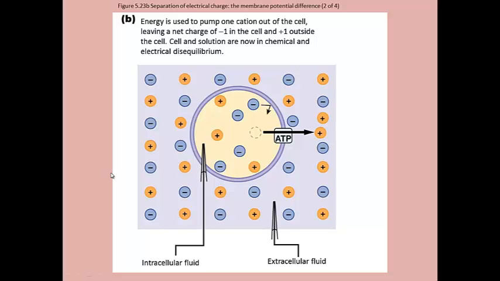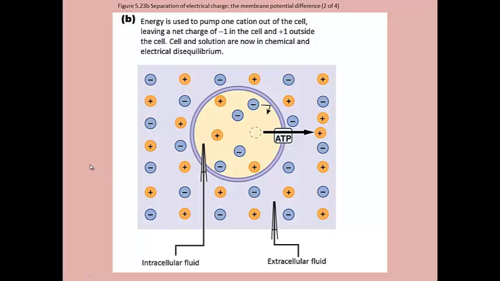So now in this slide, we're going to change our example a bit. Here we have a pump that's going to allow one of our positive ions to be moved across the membrane out into the extracellular fluid. So if we look at this now, there is one more positive ion in the extracellular fluid, making it slightly positive. We'll give it a +1 charge. Inside the cell is now negative because it has one more negative ion than positive ions. So we'll give that a -1 charge. So now we are no longer in chemical equilibrium. We also are no longer in electrical equilibrium.